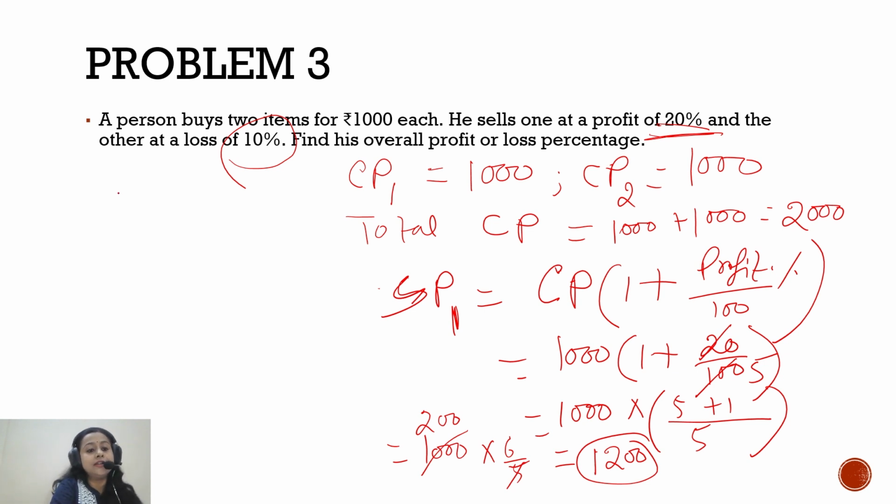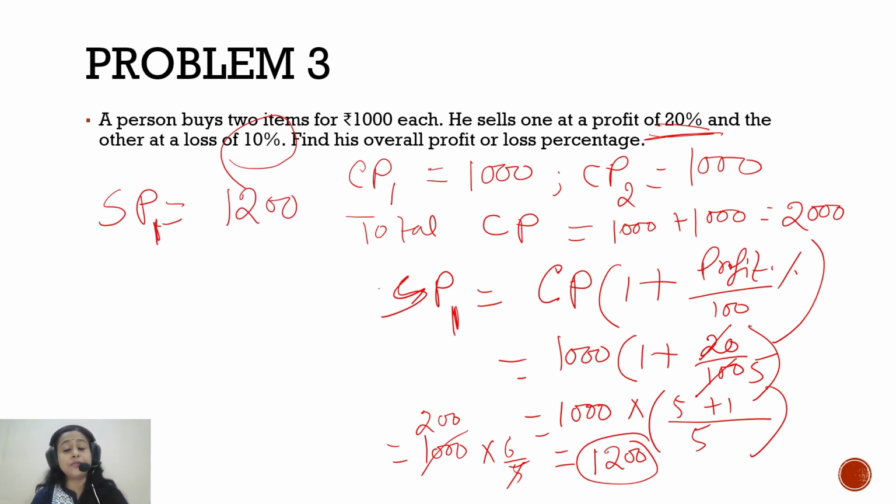So I'll write it here. Selling price of first item 1 is 1200. Now we have to find out the selling price of the second item, which he sells at a 10% loss. So I will just remove this.